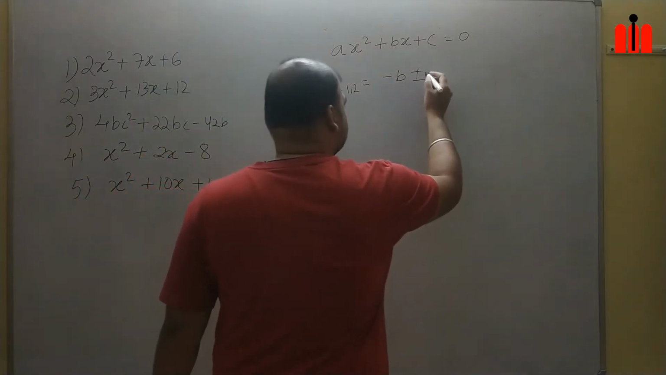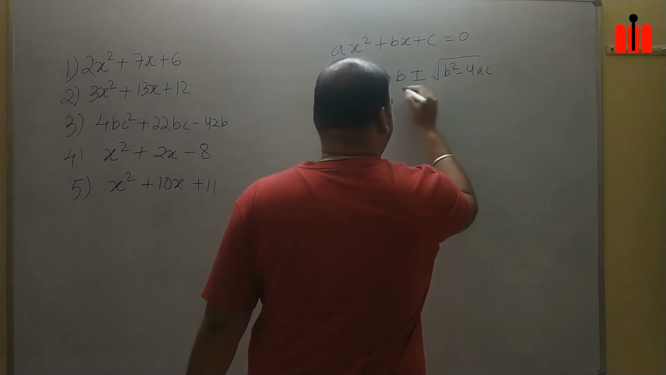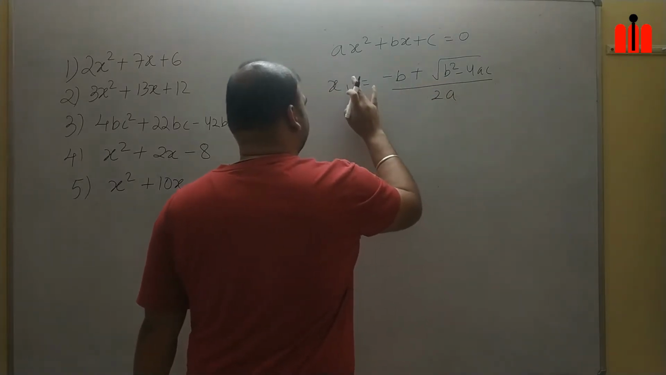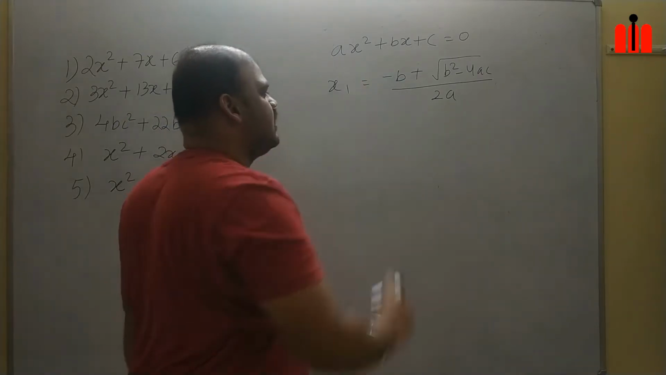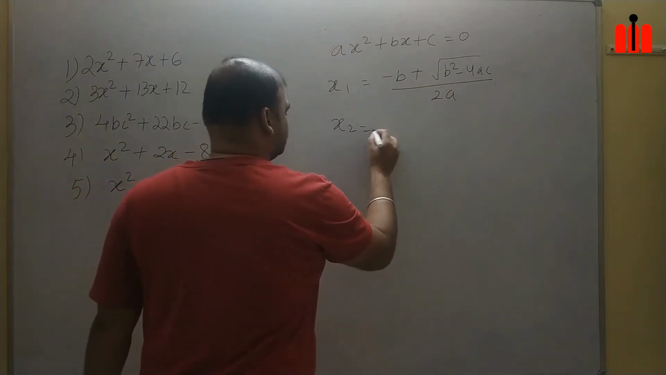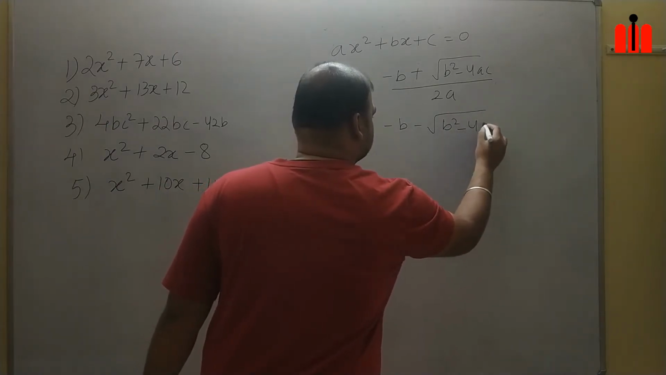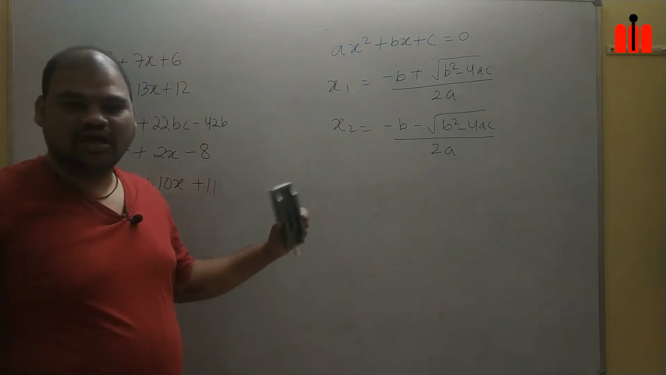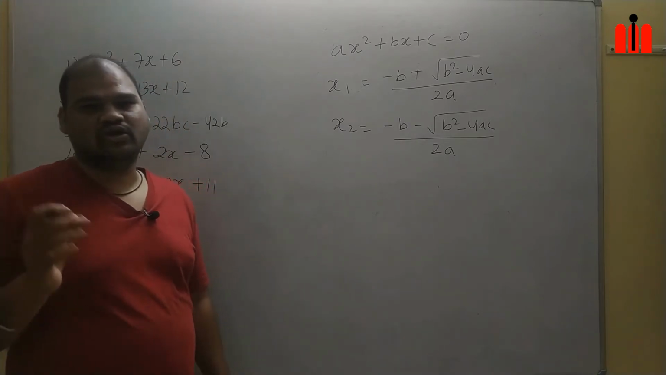So one will be minus b plus root of b square minus 4ac by 2a. I will write them separately. So this is x1: minus b plus root of b square minus 4ac by 2a. Another will be x2, which will be minus b minus root of b square minus 4ac by 2a. So this is the formula. If you apply this formula, you will get directly the roots.